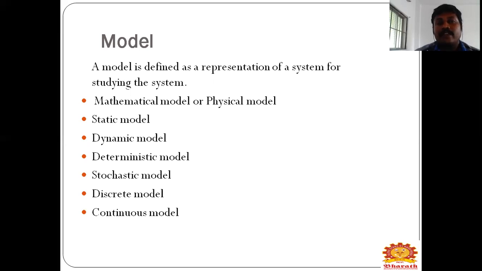Here we are having 7 types of model. One is mathematical or physical model. Next one is static model. Next one is dynamic model. And next one is deterministic model. And next one is stochastic model. And next one is discrete model. And the last one is continuous model.